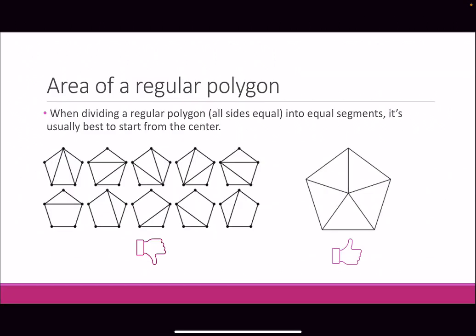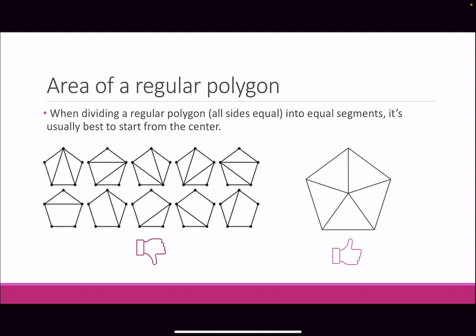Just like last week, we're going to take a quick overview of a couple of topics that I found could have been a bit difficult, or where it might have been easier to make a silly mistake. The first thing to start off with is the area of a regular polygon. Polygon just means a shape with more than one side. When dividing a regular polygon into an equal number of segments, or a fraction, it's usually best to start dividing from the center.